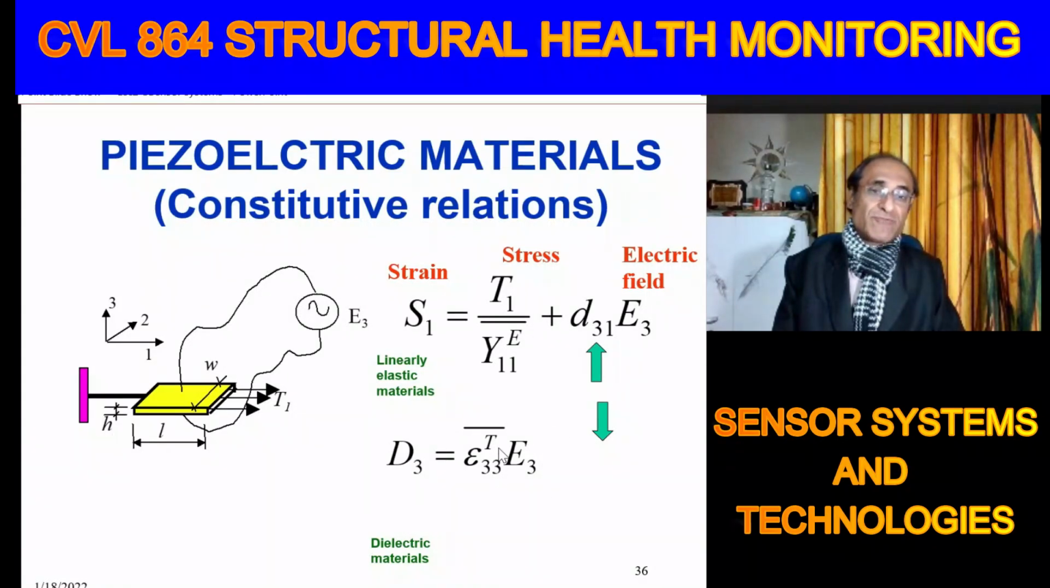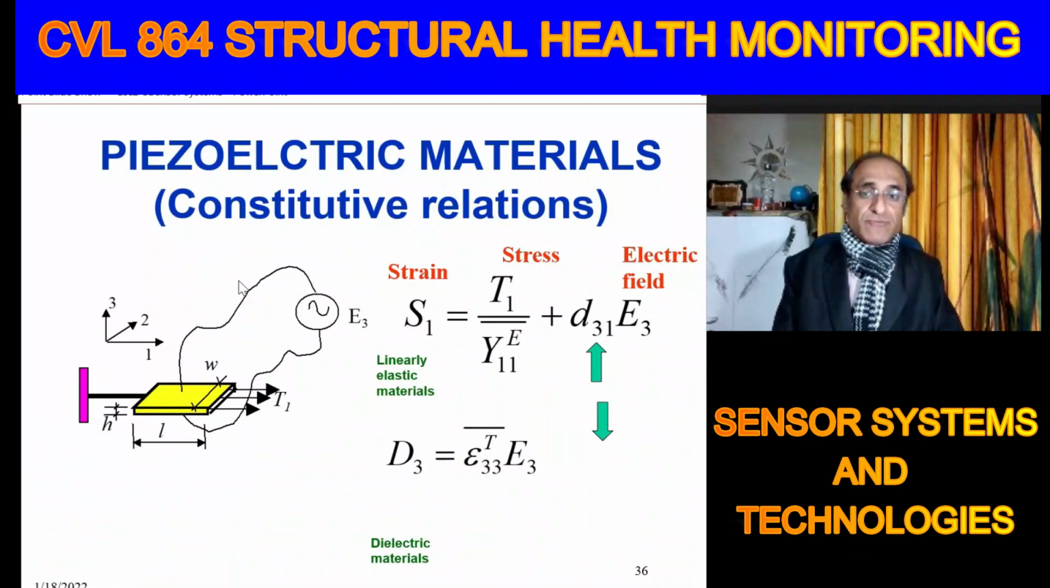Because electric field and voltage are interconvertible. What is electric field? Electric field is basically potential difference per unit distance. So basically electric field is nothing but the voltage divided by the thickness h. And D3 is basically charge density. If you have the total charge, you divide it by the area, so that gives us the charge density. So this is the capacitive effect, that this behaves like a parallel plate capacitor.